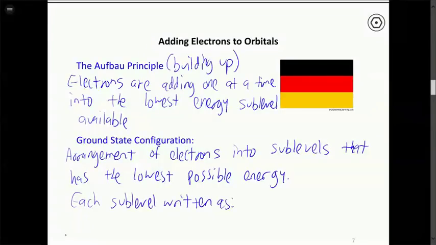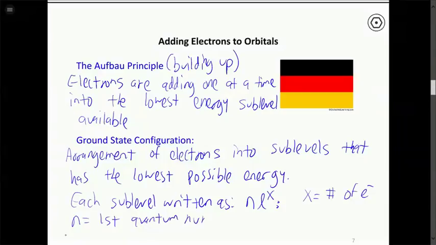And it's going to have sort of this general form here. Each sublevel is going to be written with its N and L values with a superscript, where the superscript is the number of electrons that are in that subshell or sublevel. N is the first quantum number, as is always defined, or the shell number.